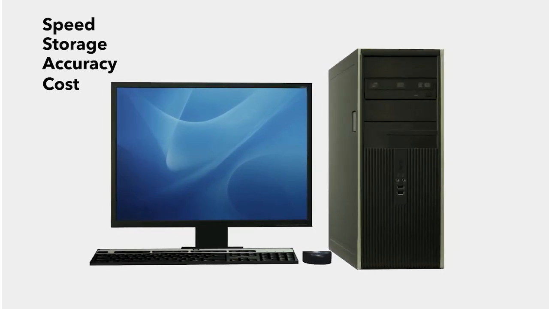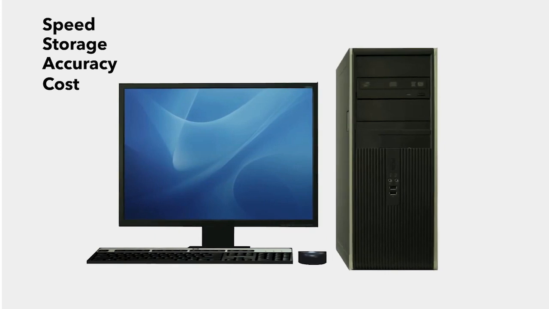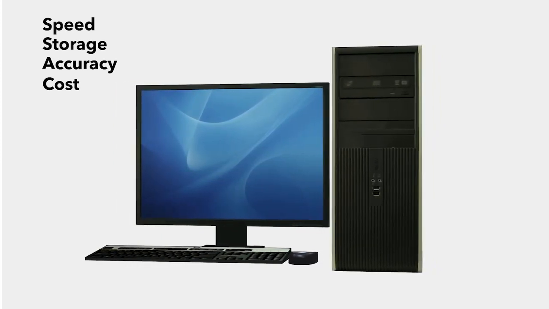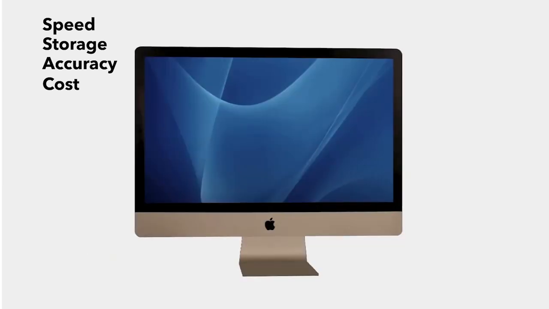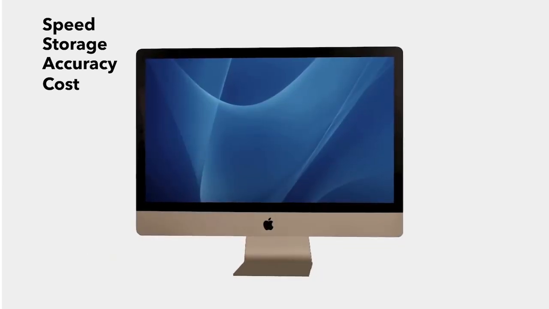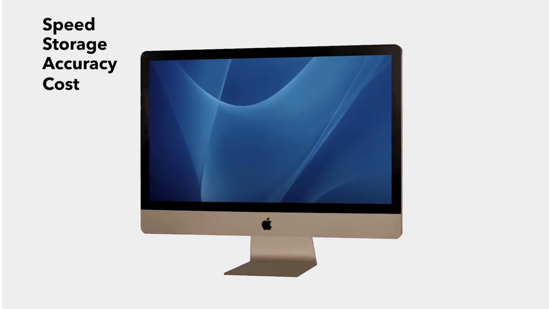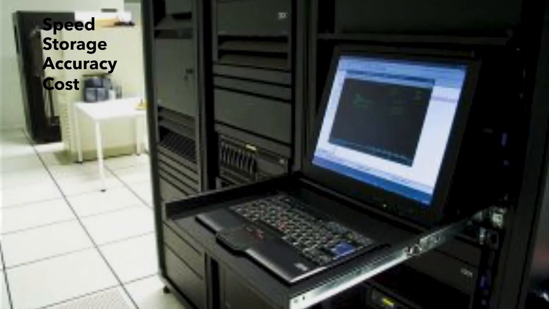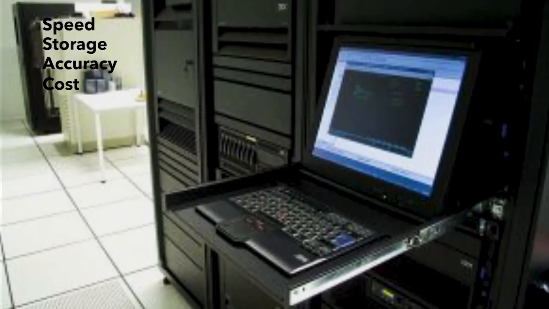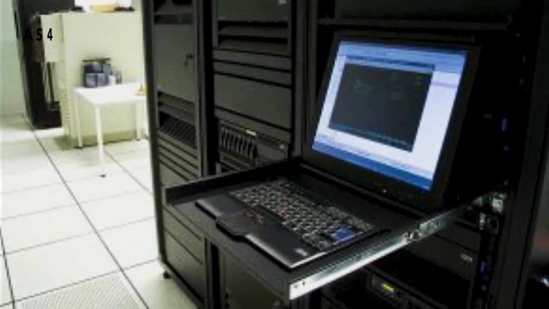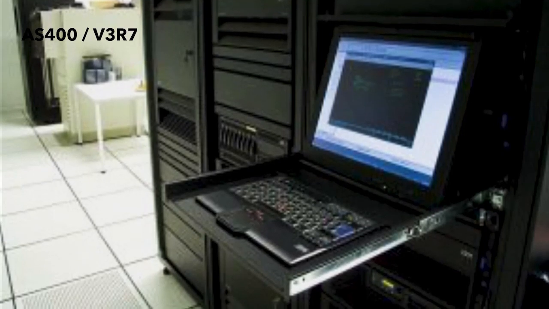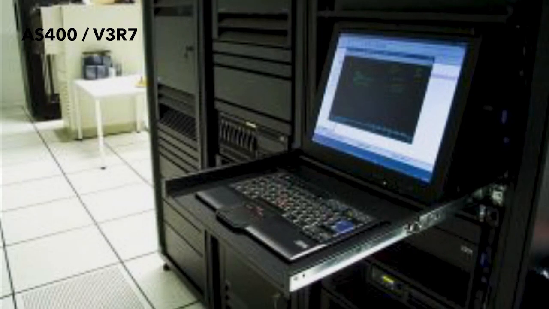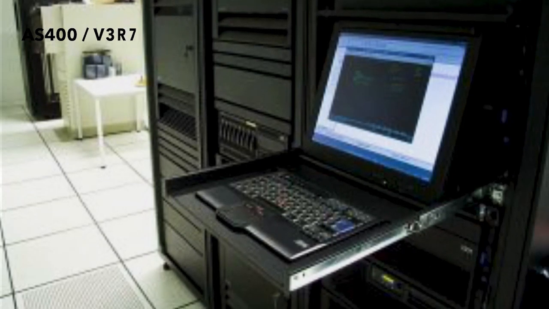Mini computers have a little higher configuration. The speed is very fast compared to microcomputers, with huge storage, and the cost is higher than microcomputers. They are used in big companies. The operating systems are AS400, V3, R7. These are very specific OSes, very expensive, and used in companies.